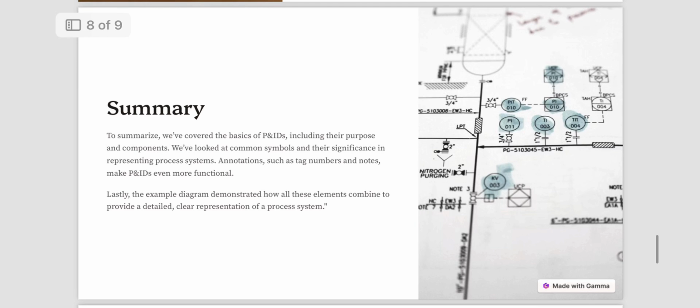Last but not least, the summary. To summarize, we have covered the basics of P&ID, including their purpose and components. We have looked at common symbols and their significance in representing the process system. Annotations such as tag numbers and notes make a P&ID even more functional. And lastly, the example diagram demonstrates how all these elements combine to provide a detailed, clear representation of a process system.